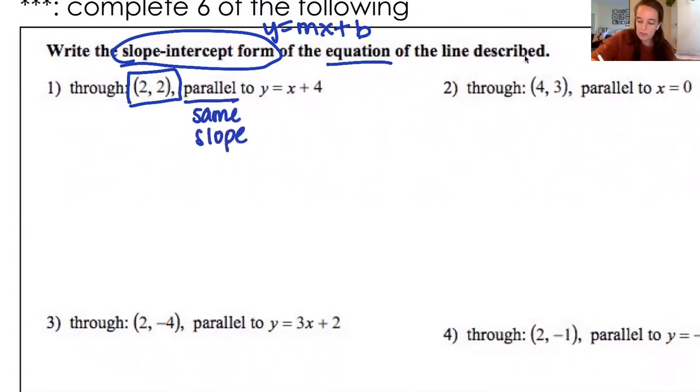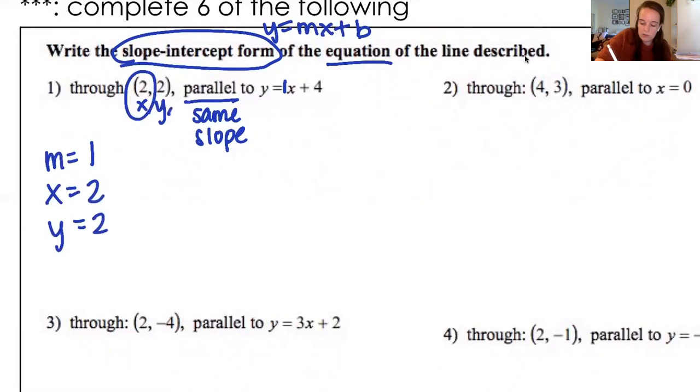So if it's going to be the same slope as this one that's here, I see that the slope of this one, the number in front of x, in this case, 1, right? So the slope that they're telling me is 1. Right? And in order to find the slope-intercept form, we need 3 of those 4 letters. We have y, m, x, and b, right? We have m. And then from this point, we also have x and y because it's always x, comma, y. So in this case, I would say, okay, x is 2 and y is 2. And we are trying to find out what b is. So b equals some number, right?